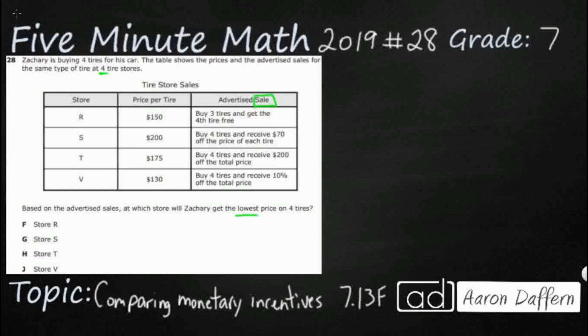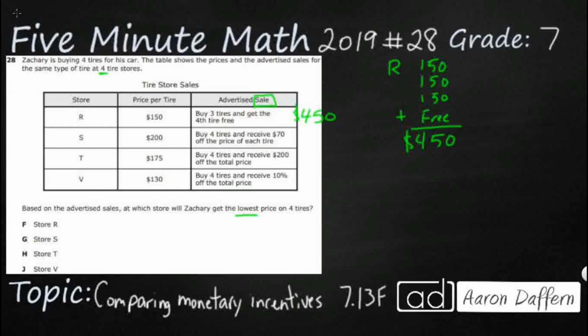So look at this. Buy 3 tires and get the 4th free. So we'll just start calculating here. Store R, right? If we just want 4 tires, we can get 150, 150, 150, and then that 4th one is going to be free, right? So we can just add the 3 150s and we're going to get 450. That seems pretty simple, right? You're going to get 1 free. But is that the best deal? We don't know until we compare all of them.